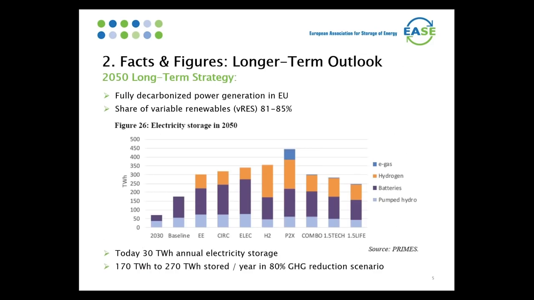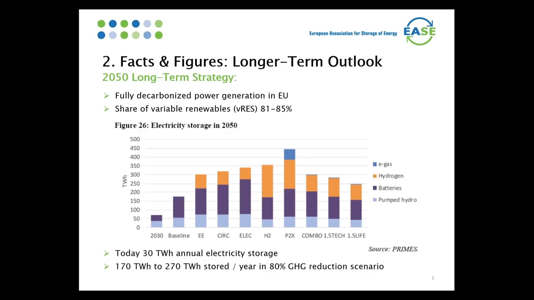Nevertheless, on a more long-term view, we know that we will need storage in Europe, and that's the vision in any case of the European 2050 long-term strategy document published in November 2018, which translates the avenues to realize the targets of the Paris Agreement. The chart you can see here shows different scenarios on how to reach a fully decarbonized power generation in Europe, which includes a share of variable renewables in the range of 80 to 85%.